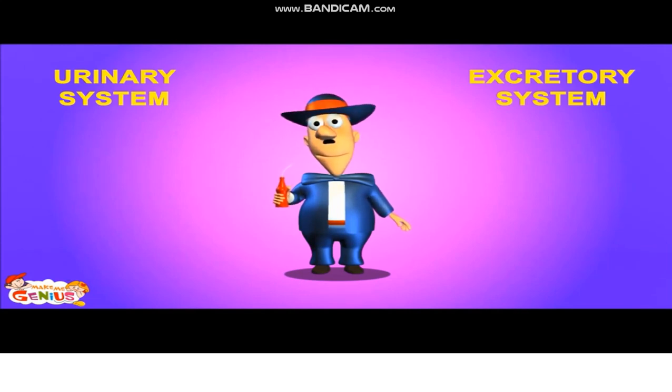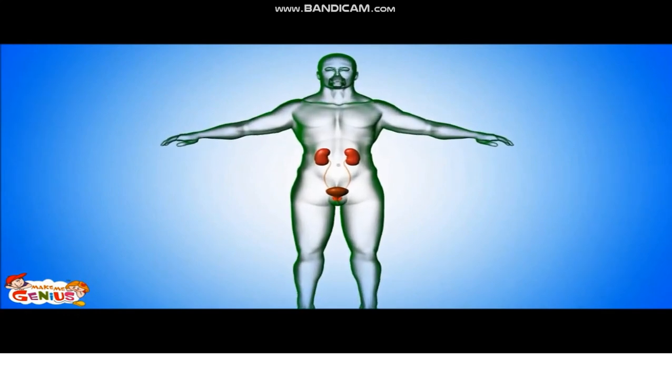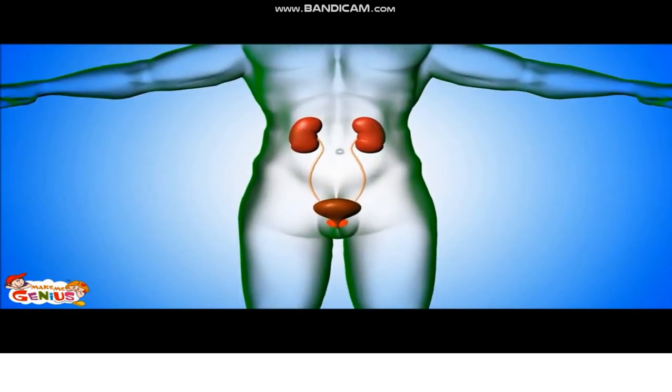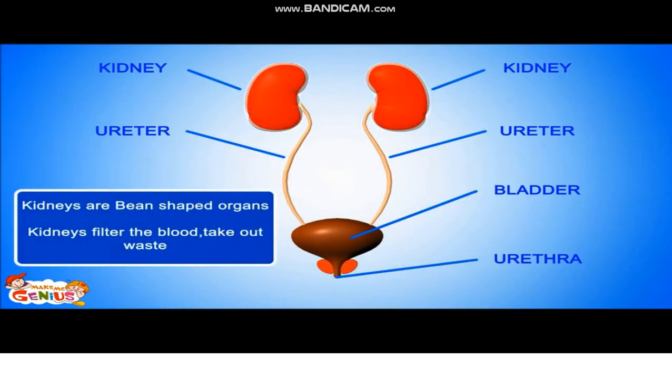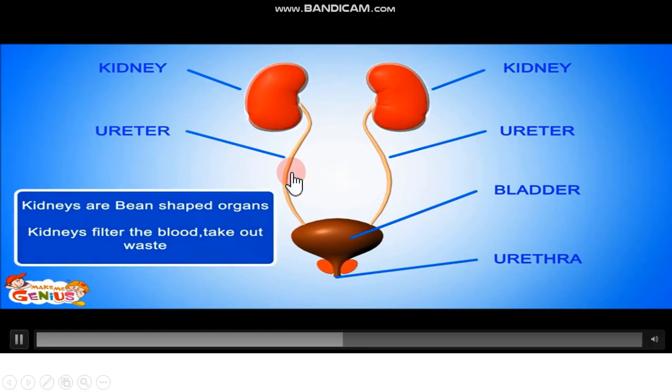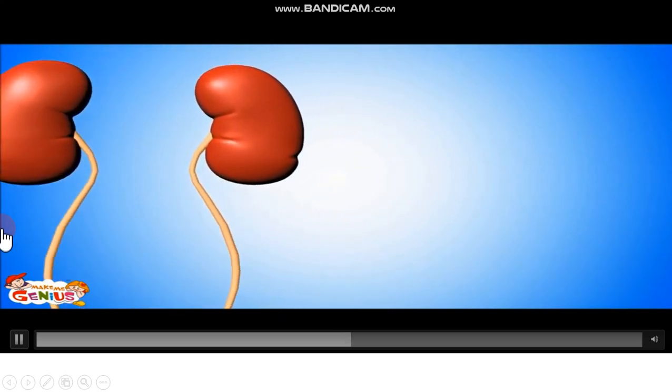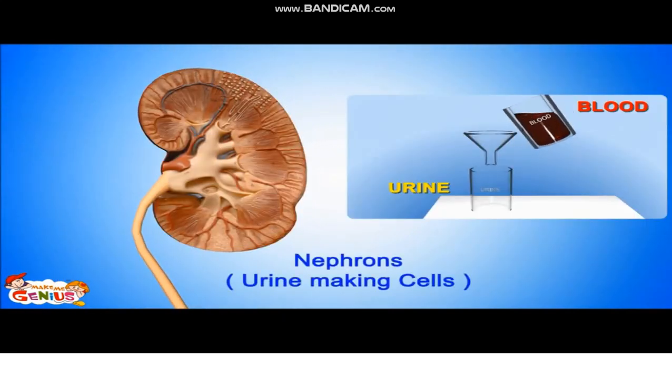Let's understand more. The main parts of the urinary system include two kidneys, ureters, a bladder, and a urethra. The kidneys are two bean-shaped organs. All of the body's blood passes through them, and they filter the blood and waste liquid is changed into urine. The kidney is made up of several small units called nephrons that are like small filters. They keep all the nutrients and good blood contained and convert waste into urine.